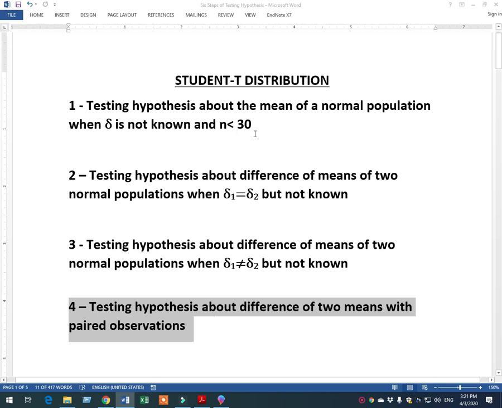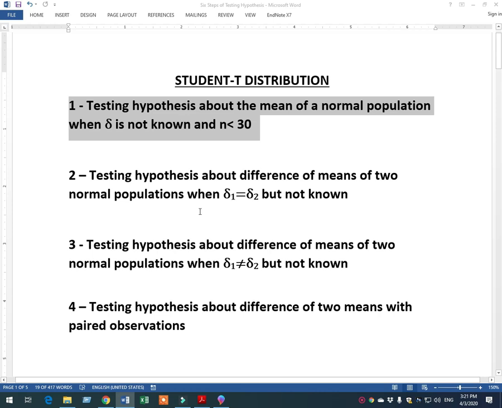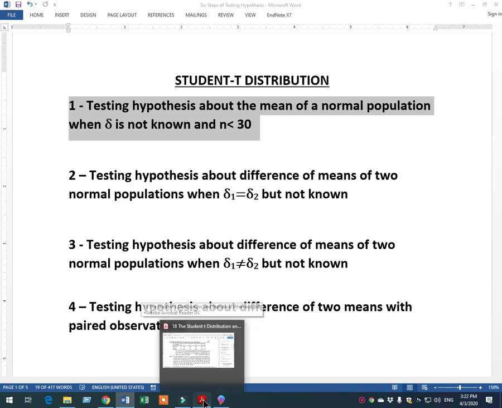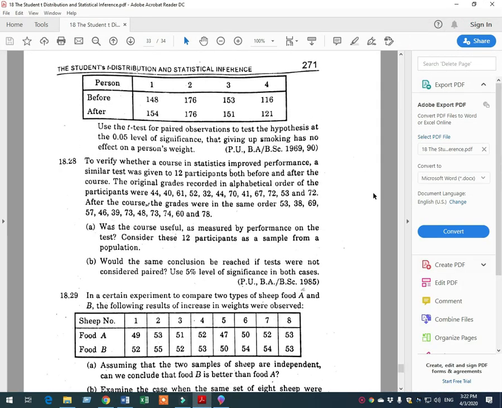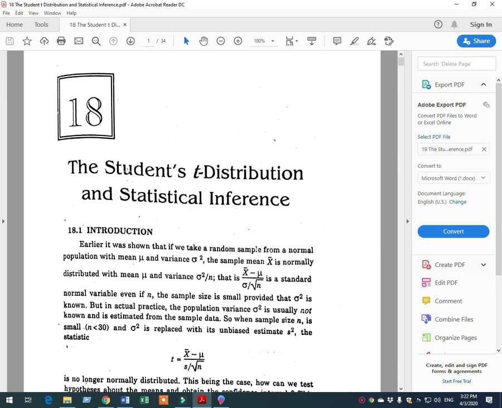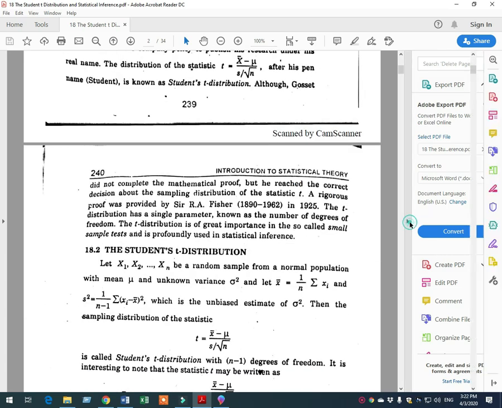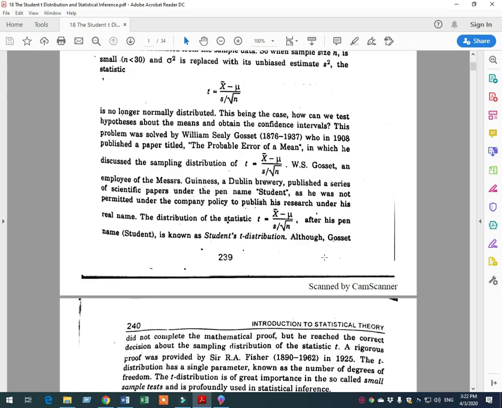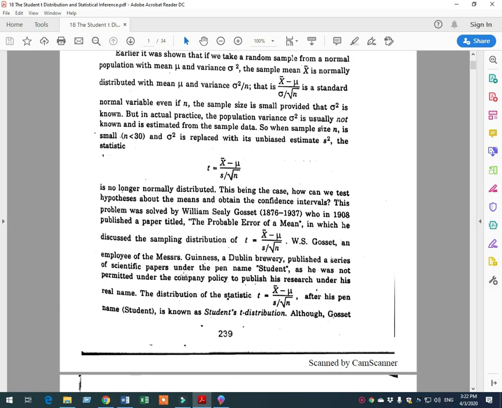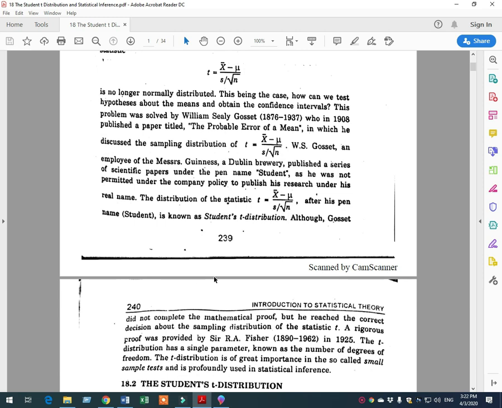So right now I am starting with the first case, and one by one I'll be explaining all these tests along with the formulas and the process. For reference, I have taken your book exercise, chapter number 18, the Student T distribution and statistical inference, and all these formulas and questions are there in the book. You can find it on page number 239, and from 239 onward you would have all this exercise. If it has not been given to you, you can ask me. I'll be uploading it on the LMS.